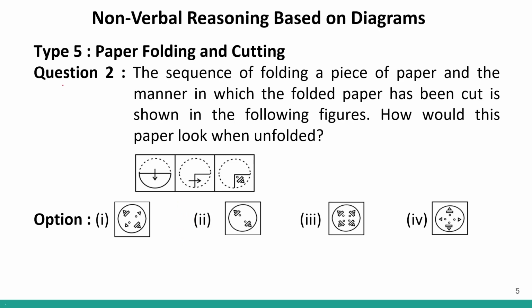Question number 2. In question number 2, again a figure is given and we have to find how it will look after the paper is folded and cut. So this is a circular paper. Up till now we had what? Up till now we had rectangular paper. This is a circular paper. So it was folded like this, then like this into a quadrant. And then these incisions were made. So let's say this is my paper.